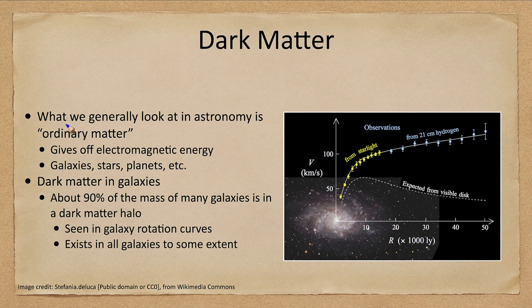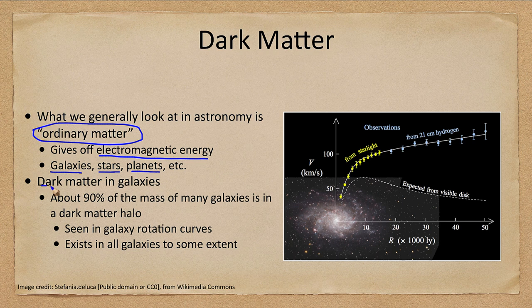Normally, we look in astronomy at what we call ordinary matter. That's what we've been studying essentially in this class. This gives off electromagnetic energy, so it may give off radio waves or X-rays or visible light. And that's things that we've studied, like the galaxies, the stars, the planets, etc., all the other objects that we have studied in this class.